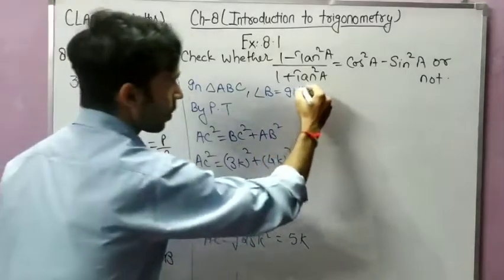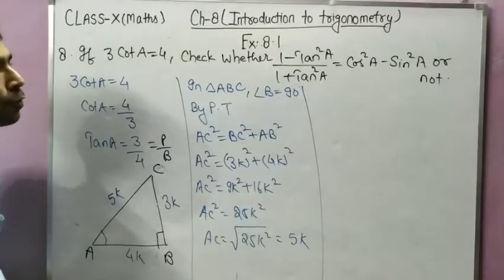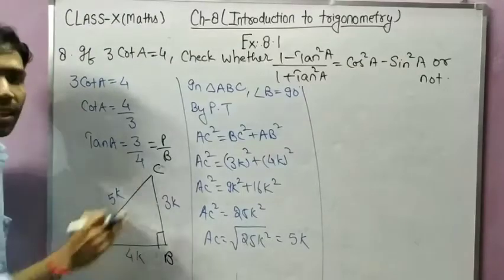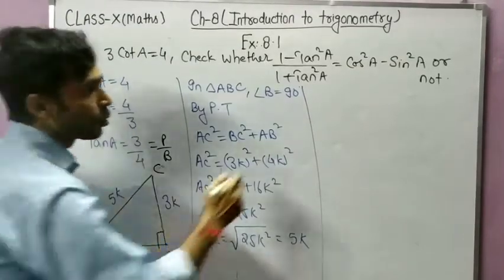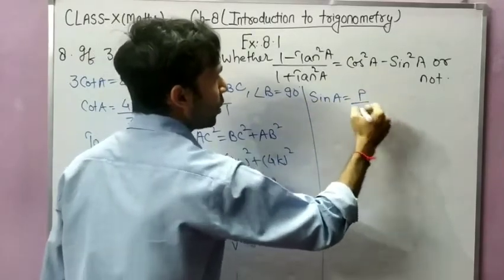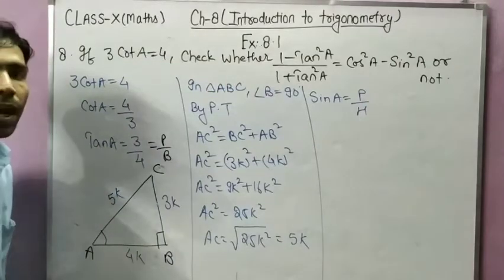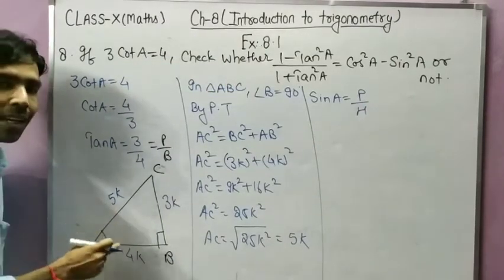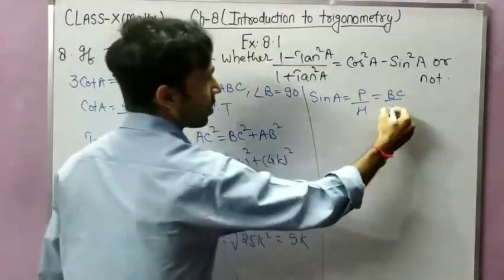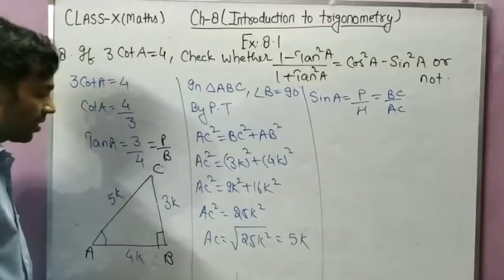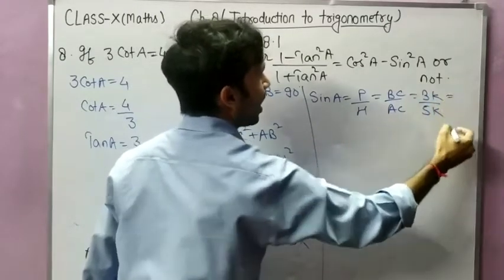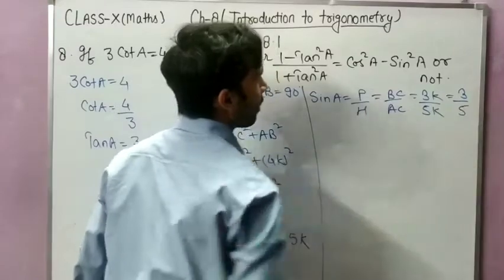Now, in the question, whatever we have to prove, tan A also comes, cos A also comes, and sin A also comes. So tan A is already given. So we can calculate sin A, and sin A equal to what? Perpendicular upon hypotenuse. And for angle A, perpendicular will be what? BC, and hypotenuse will be AC. So by putting the value of BC and AC, BC is 3k and AC is 5k. So sin A comes equal to 3 by 5.